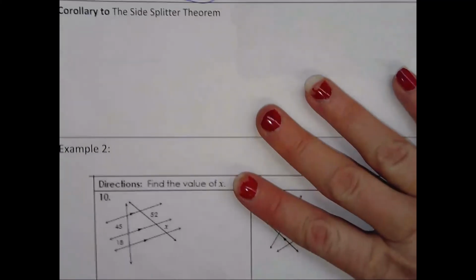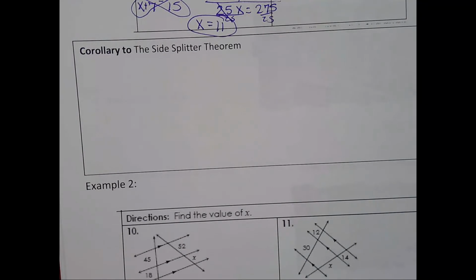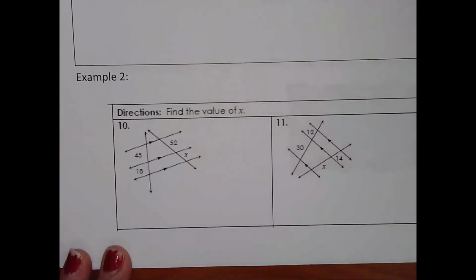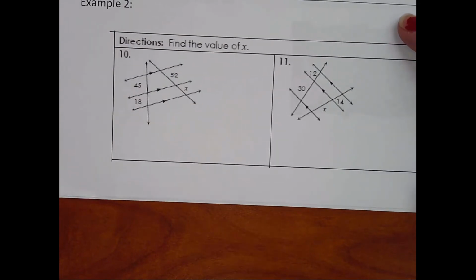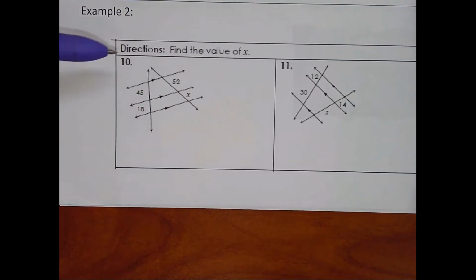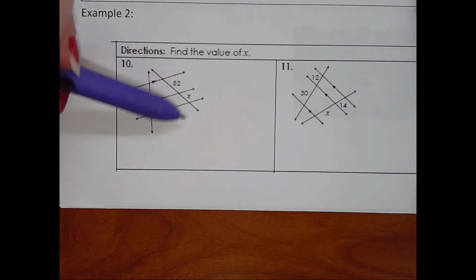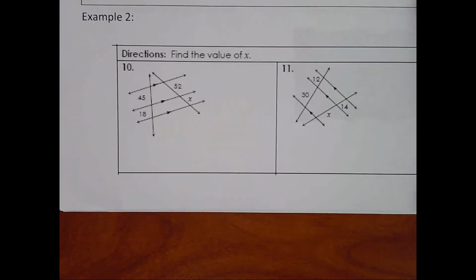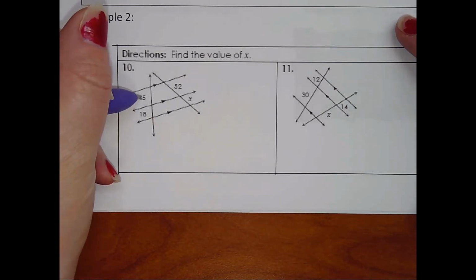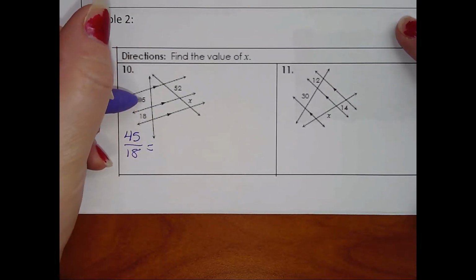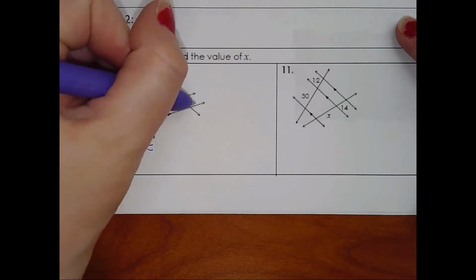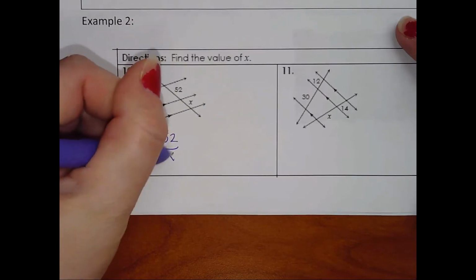The other theorem we're going to chat about today is called the side splitter theorem. If you look at these examples, you're doing the same thing that you did with the triangles, except now you have a bunch of parallel lines cutting line segments into proportional pieces. Stay consistent. If I do 45 over 18, top over bottom, I come over here and do top over bottom, 52 over x.